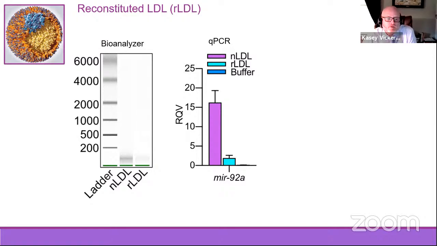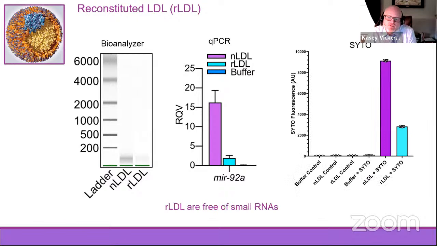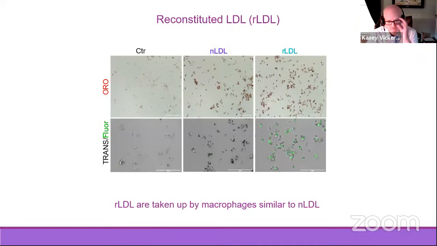you remove the RNA. So here's a bioanalyzer tracing of native LDL with the small RNAs. For the most part, the RNAs are less than 50 nucleotides in length. And then if you do the reconstitution process, it removes those. You can use PCR to validate that candidate RNAs are no longer on your reconstituted LDL particles. And then using our cyto assay, we can demonstrate again that the reconstitution process removes the small RNAs. These reconstituted LDL perform just like native LDL.